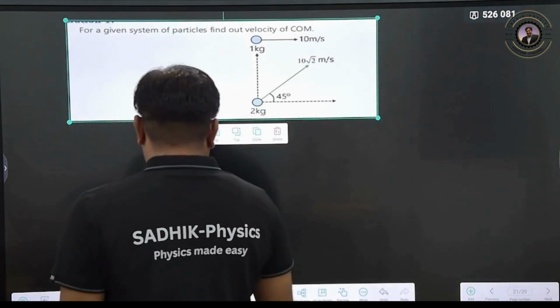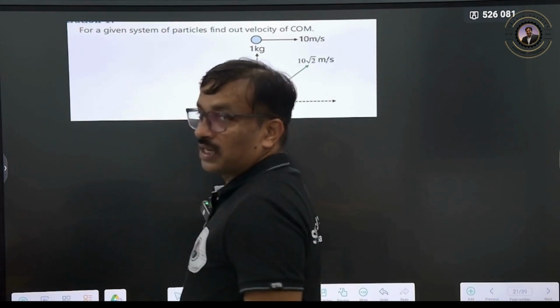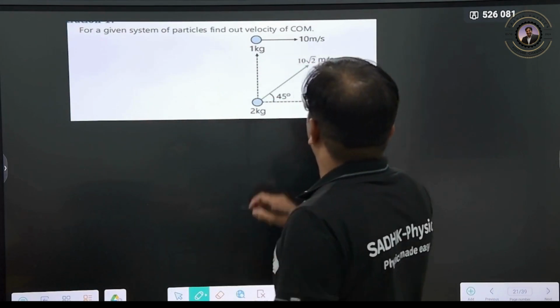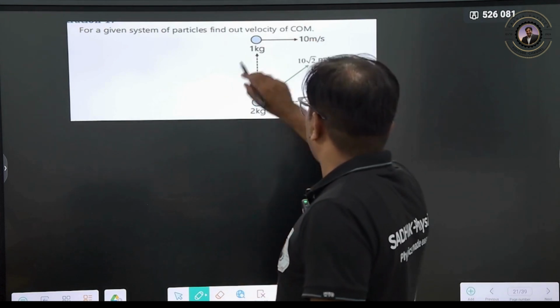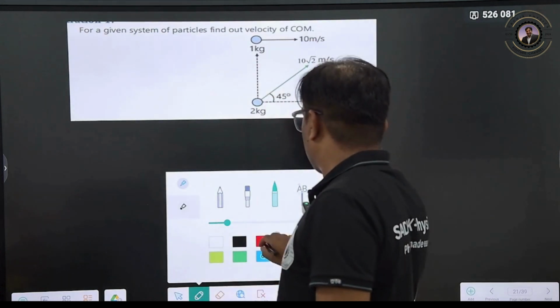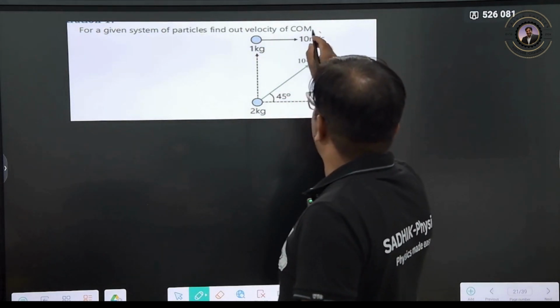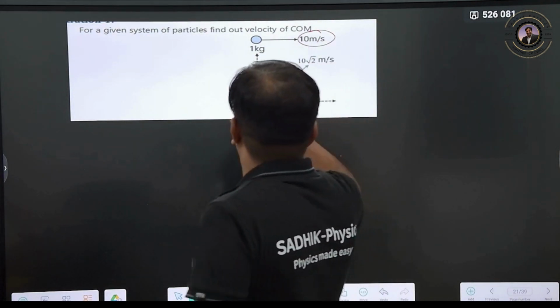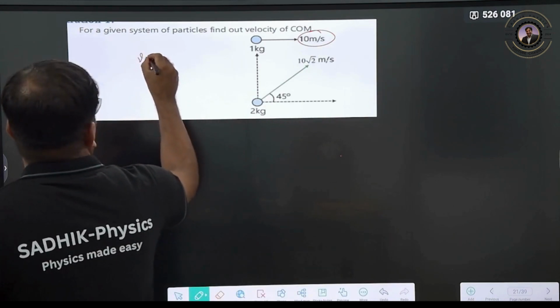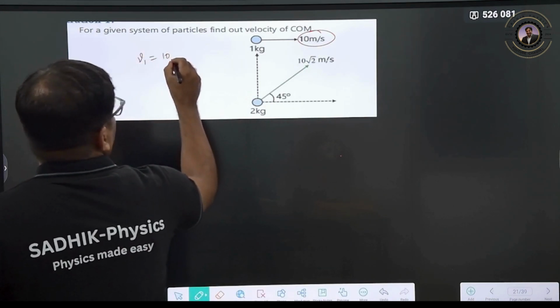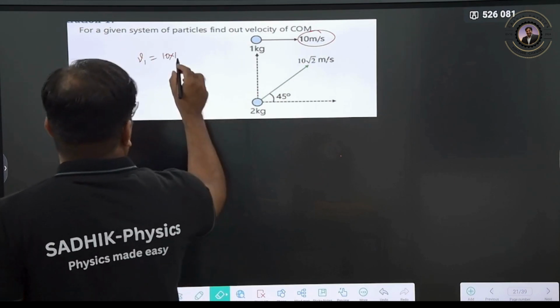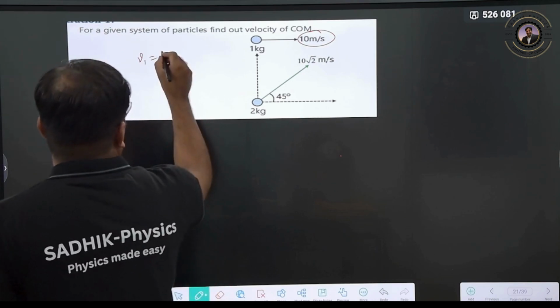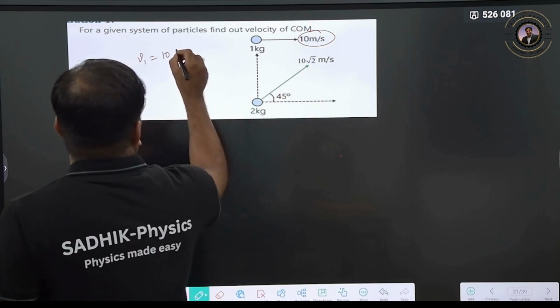Always use vectors, that's all we can write. Here a 1 kg object is there, and we need to calculate the velocity of the center of mass. The 1 kg object is going with 10 meters per second. So what will be the velocity of the 1 kg object? It is nothing but 10 into 1, velocity equal to 10, along the x axis, means 10 i cap.